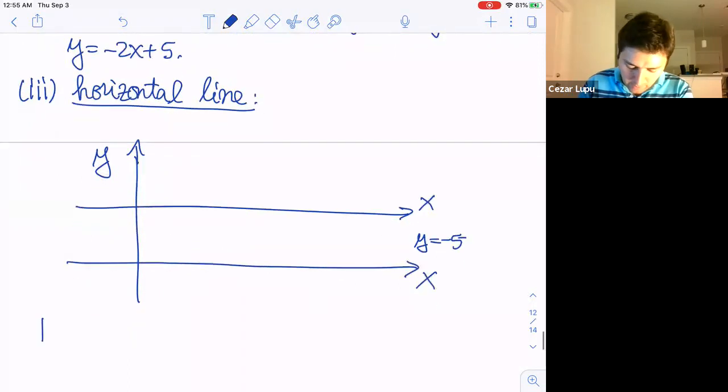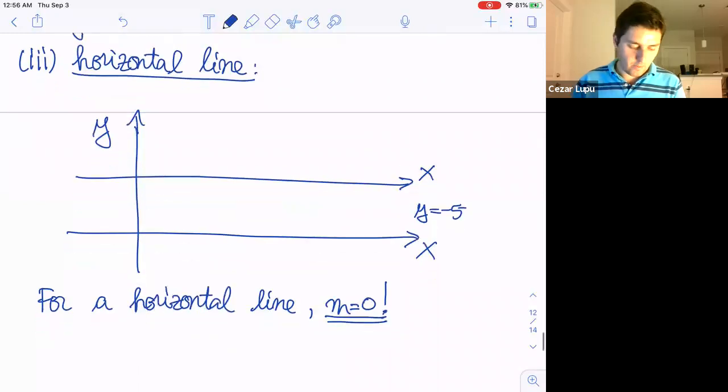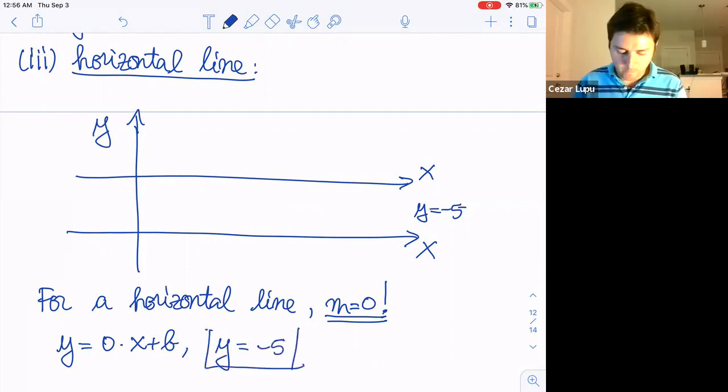So for a horizontal line, guess what happens with the slope? The slope is zero. We said this earlier. Well, the equation will be nothing else than just zero times x plus b. In our case, this is just y equals negative 5, right? It's quite simple, because you can just plug in the point with coordinates 2 and negative 5. So that's the equation.